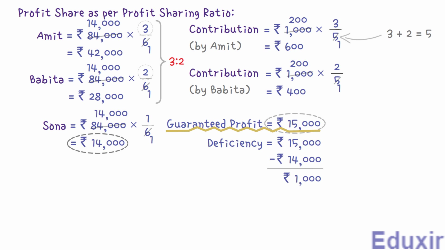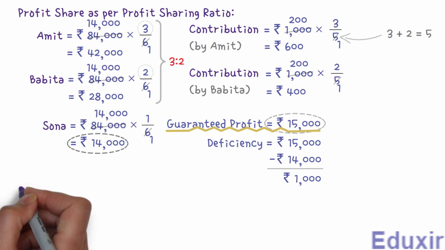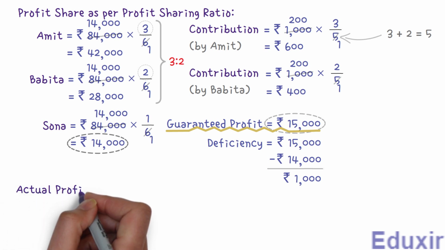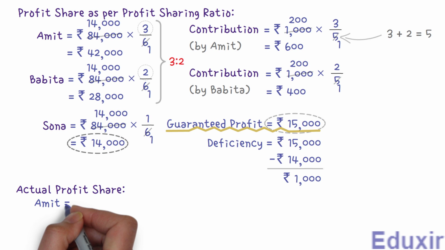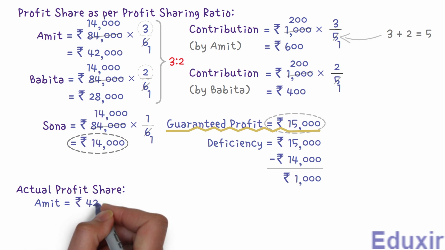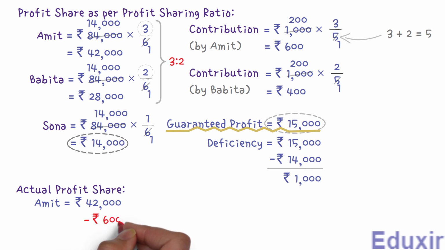Considering these contributions, let's now find how much is the actual profit share of each of the partners. Now the actual profit share of the partner Amit is equal to his share of profit as per the profit sharing ratio, which is 42,000 rupees, minus his contribution to the partner Sona's profit share deficiency, which is equal to 600 rupees. Subtracting, we get 41,400 rupees.